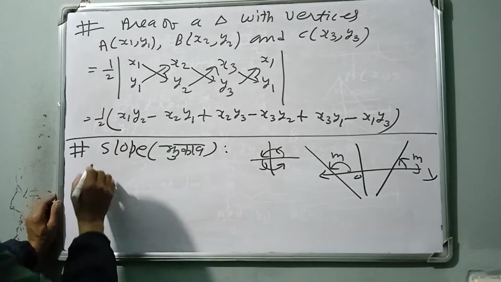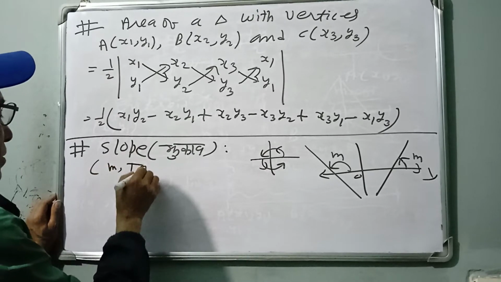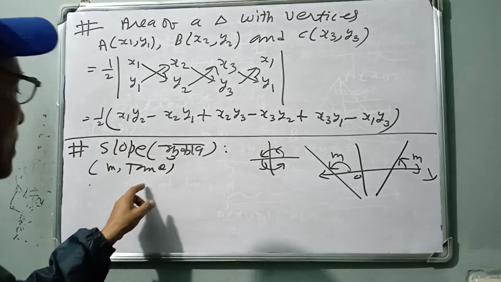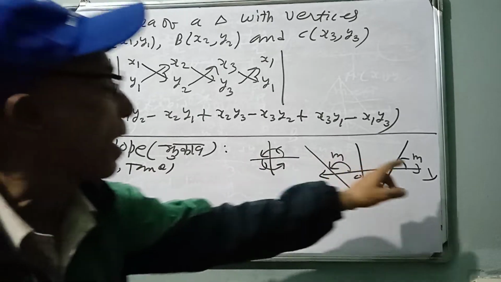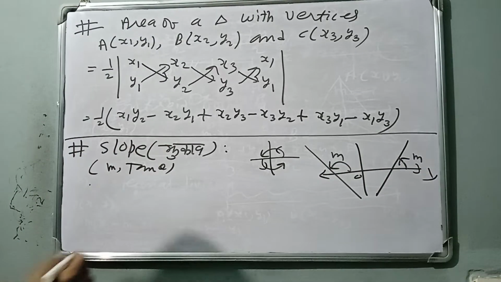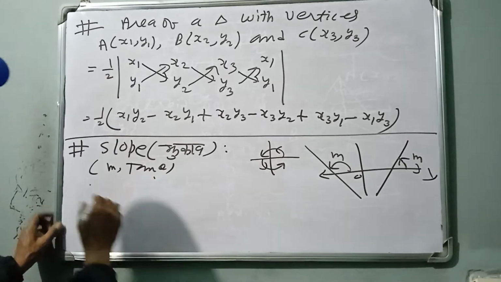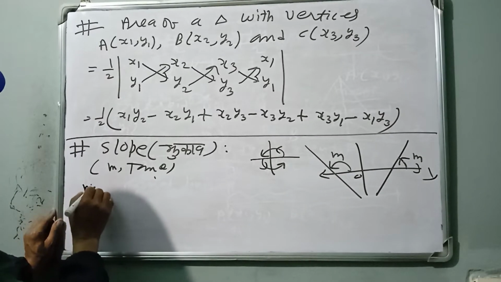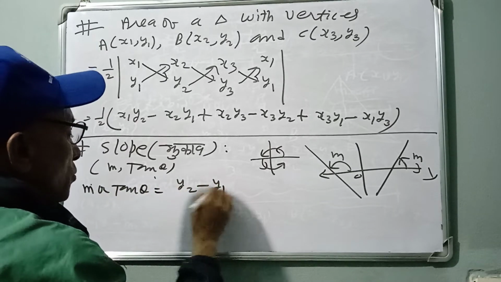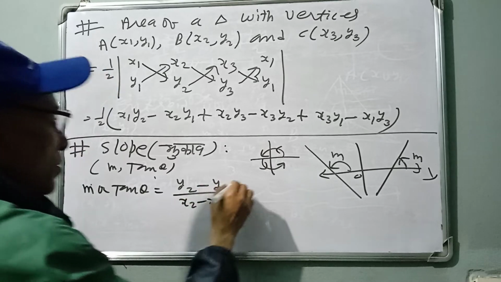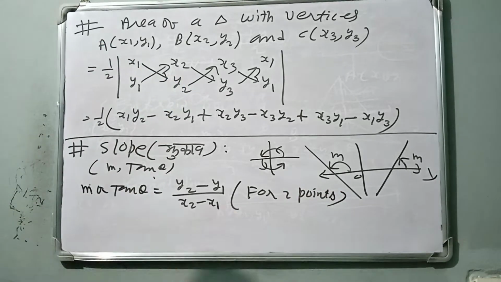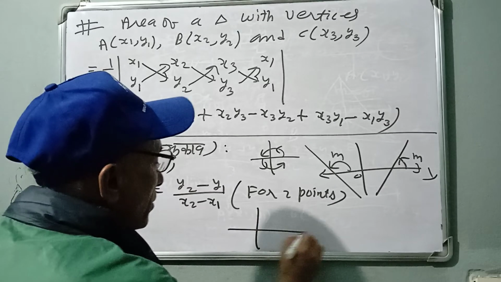What do you mean by slope? The tangent, denoted by m or tan theta. The slope of a straight line is the tangent of the angle made by the straight line with the positive x axis. What is the formula? m or tan theta equal y2 minus y1 upon x2 minus x1 for 2 points. Suppose 2 points are x1 y1. Suppose I will draw one diagram.